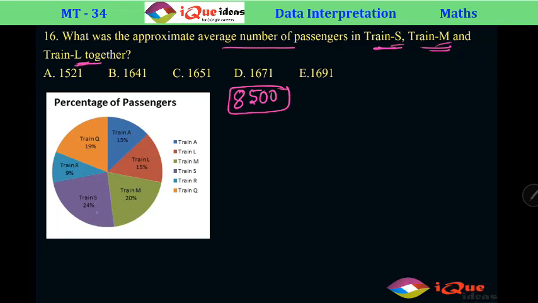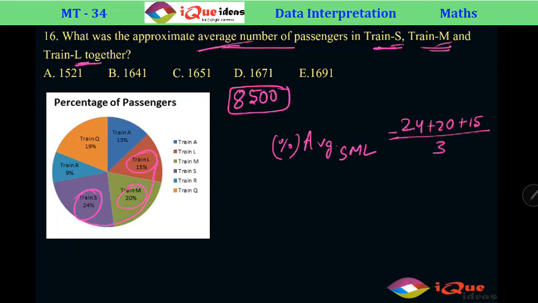Train S, where is train S? S is 24%. All right. M, train M is 20% and L is 15%. First let's take the total of this and find the average. So the average of S, M and L in terms of percentage only will be equal to 24 plus 20 plus 15 divided by 3. Right? So this will be equal to 44, 54 and 59.